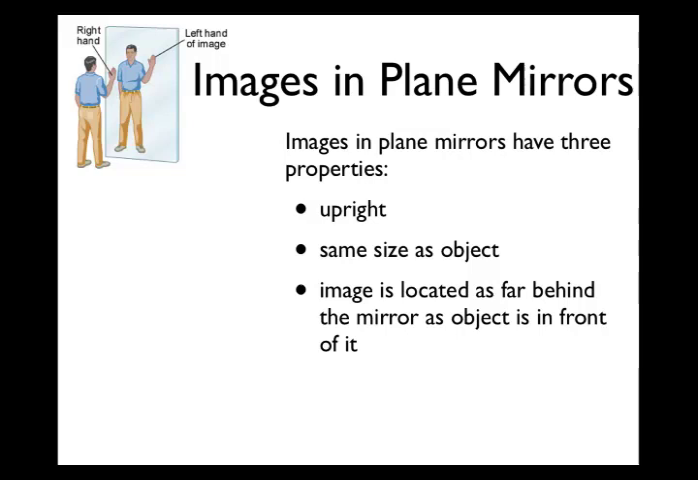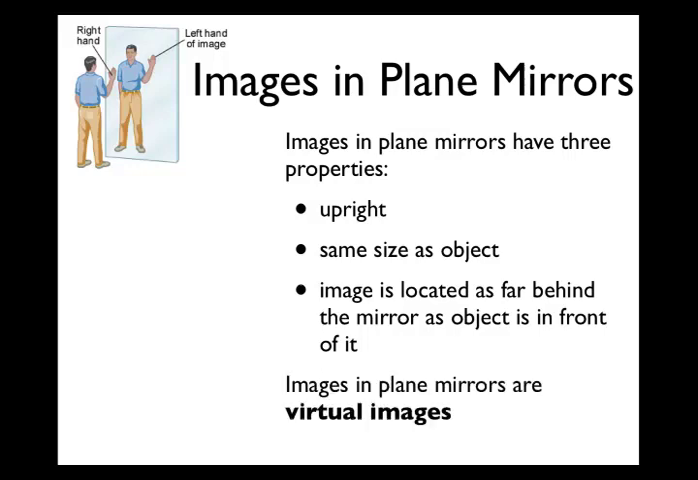So images in plane mirrors have three properties that we can note, and we're going to talk about them here with the plane mirror, but then also talk about these properties with images formed in spherical mirrors and later in images formed by lenses. And that is, the image here is upright, meaning that the image is oriented the same as the object, in this case the person that is forming the image. The image is the same size as the object in this case, and the image is located as far behind the mirror as the object is in front of it. And we're going to call those image and object distances shortly.